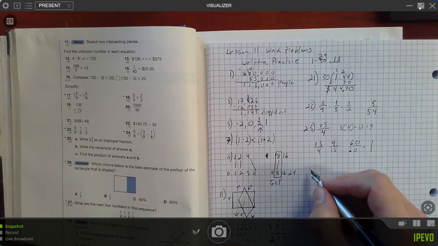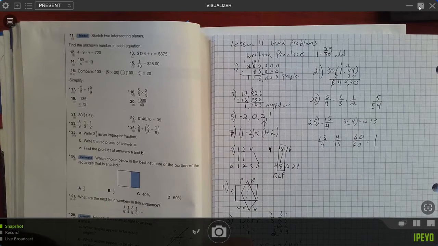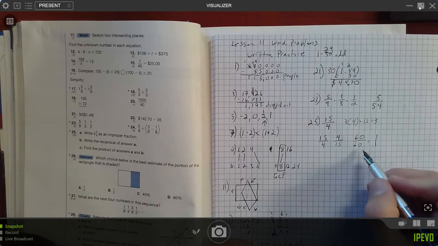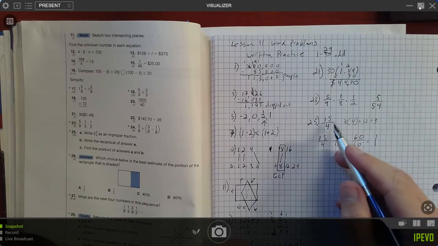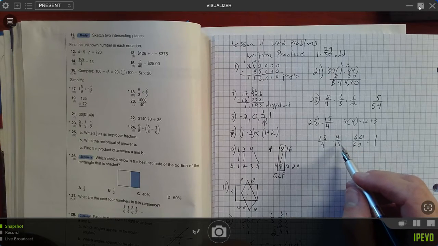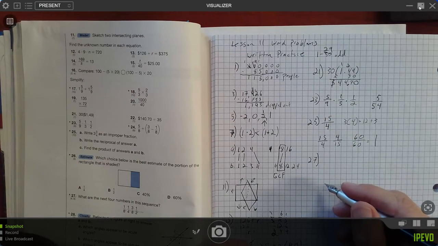Okay. Find the product of answers A and B. Okay, so product, multiplying them together. Oh, I already did that. So if you have the improper fraction, you have your reciprocal, and then you multiply them together, you get 1. It's ironic that I just did that without knowing.